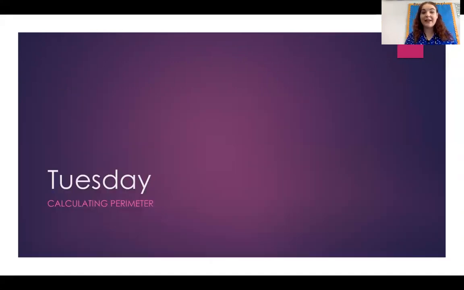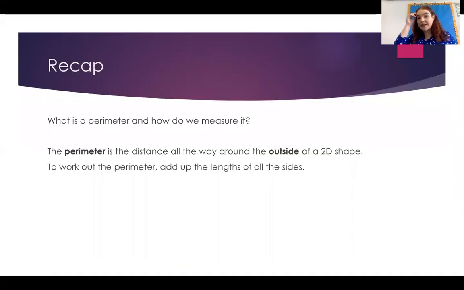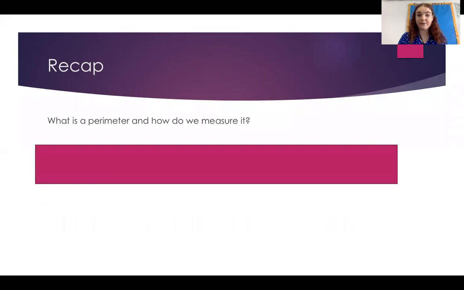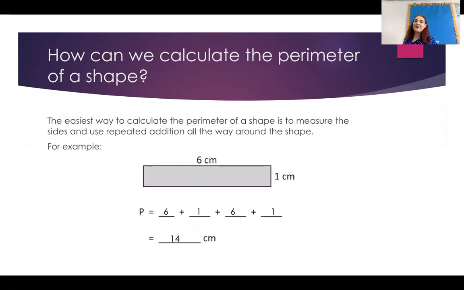We are going to be calculating perimeter, which I know that you have been looking at with Mr. Crean yesterday. So, what is perimeter and how do we measure it? Hopefully you already know this answer, but the perimeter is the distance all the way around the outside of a 2D shape. To work out the perimeter, we add up the lengths of all of the sides.